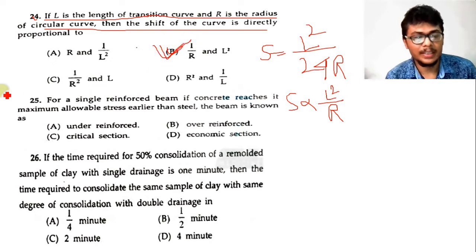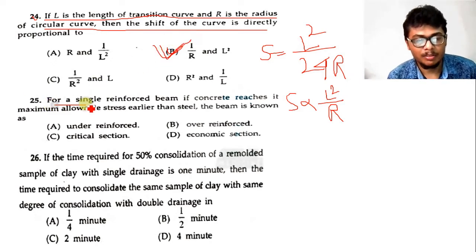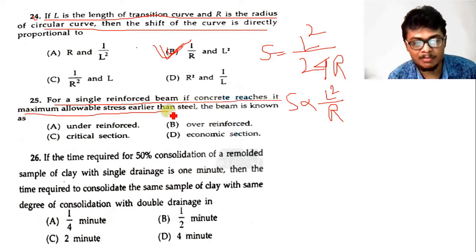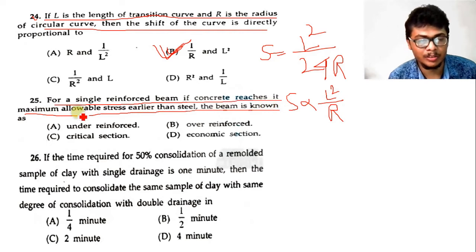Next question, question number 25. For a singly reinforced beam, if concrete reaches its maximum allowable stress earlier than steel, the beam is known as.